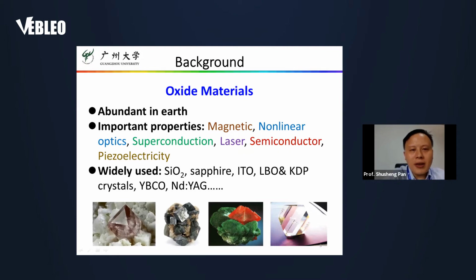It is well known that oxide materials are abundant on the earth, and they have many important properties such as magnetism, nonlinear optics, superconduction, laser properties, and piezoelectricity. And some oxides, such as silicon oxide, ITO, YBCO, and Nd:YAG, have been widely used.